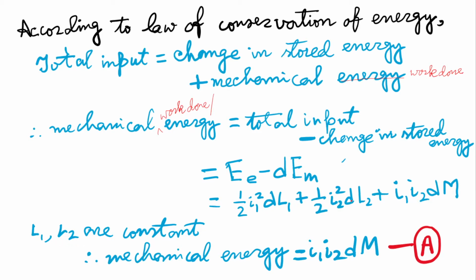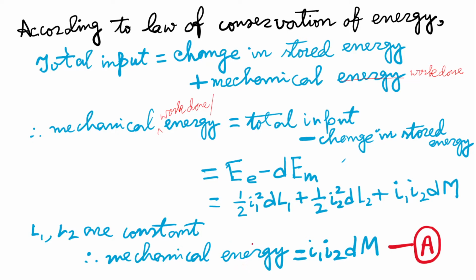Now here in this expression, you know that self inductance in a particular coil is constant. So L1, L2, these things are constant. So that's why mechanical energy becomes what? L1 is constant, so dL1 is 0, L2 is constant, so dL2 is 0. So mechanical energy or mechanical work done is I1 I2 dM. Okay, let it be named as expression number A.